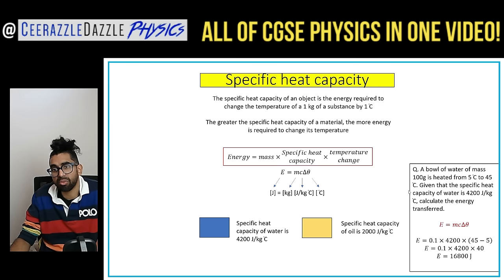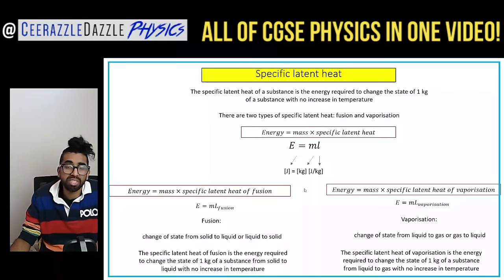And look, on this side over here, we've got a question in which we can use our formula, E is equal to mc delta theta. A bowl of mass 100 grams is heated from 5 degrees Celsius to 45 degrees Celsius. Given that the specific heat capacity of the water is 4,200 joules per kilogram degree Celsius, calculate the energy. E is equal to mc delta theta, the energy we're going to calculate. The mass, 100 grams, convert to kilograms, because our formula is in kilograms, 0.1. 4,200 is going to be our specific heat capacity. The temperature change is 45 minus 5, and therefore plugging it all in, you get the value of the energy is equal to 16,800 joules.